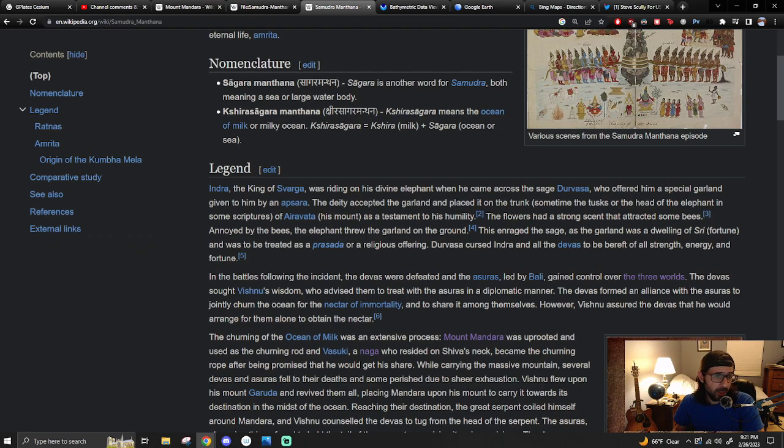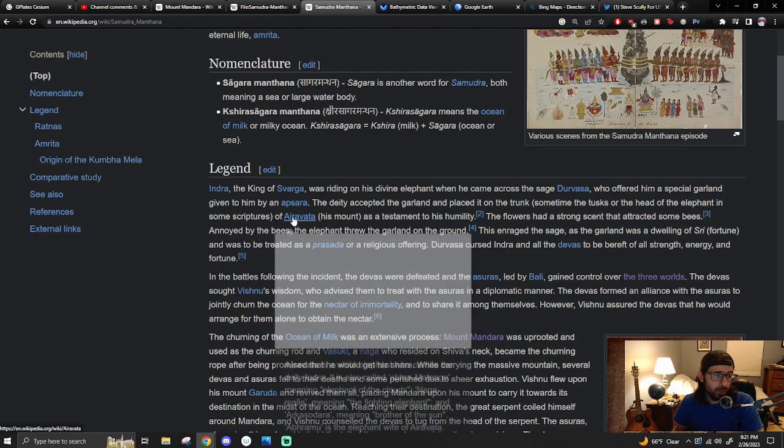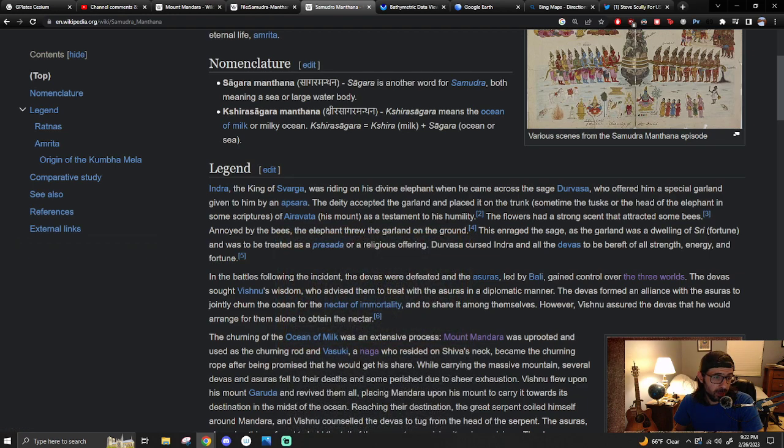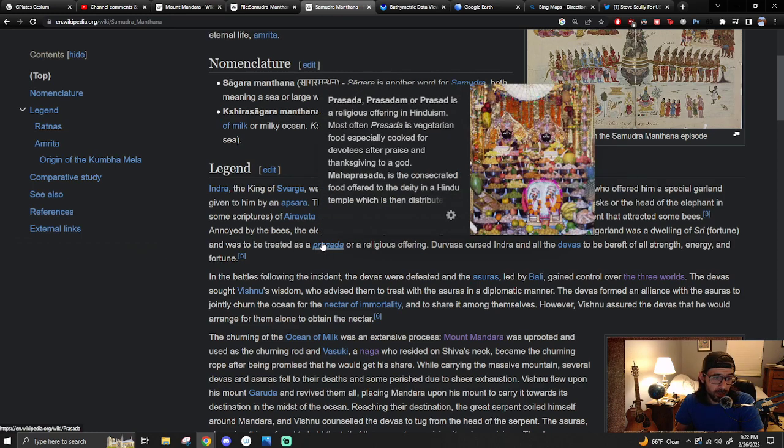The deity accepted the garland and placed it on the trunk. Sometimes the tusks or the head of the elephant, in some scriptures Airavata, his mount, as a testament to his humility. The flowers had a strong scent that attracted some bees. Annoyed by the bees, the elephant threw the garland on the ground. This enraged the sage, as the garland was a dwelling of Sri, Fortune, and was to be treated as a prasada, or a religious offering.